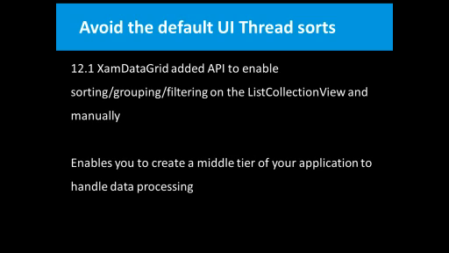In the 12.1 release, we added API to enable you to do grouping, sorting, and filtering on the list collection view and also manually. So what do we mean by that? There's API that you can use to set the mode of computation. And this is a big improvement, especially if you're dealing with tens of thousands of records and you need to sort or filter those very quickly. You can create an entire middle tier of your application to do just that, and you can have the grid as a simple presenter, just showing the data that's already processed on the back end.